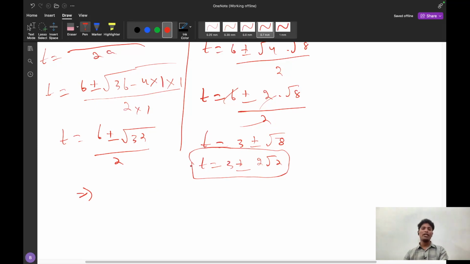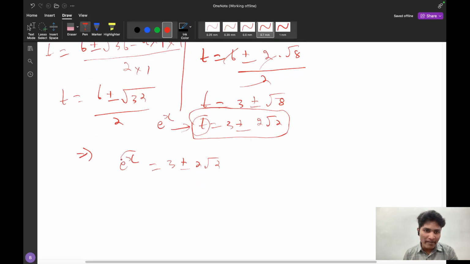Again the question is not completed. What is the value of t here? I substituted t as e power x there. In the place of e power x I substituted the value t. Now again I have to back substitute, because I have to find the value of x, not e power x. At what value of x we are getting the roots, I have to find. So again I have to back substitute e power x. So e power x is equal to 3 plus or minus 2 root 2.